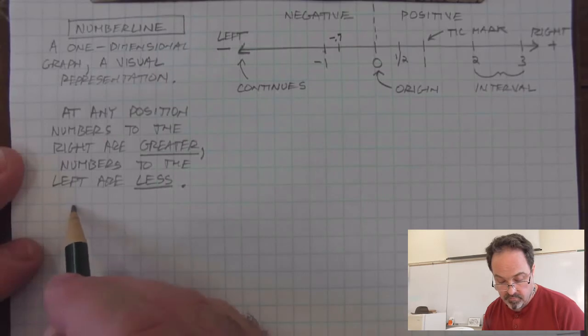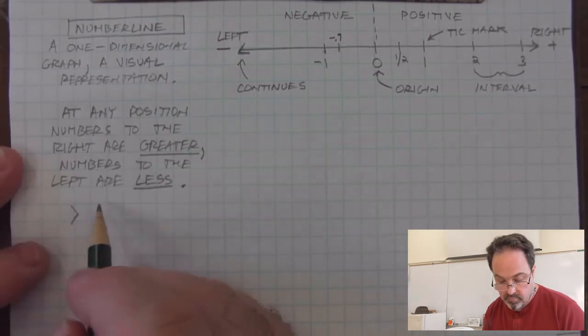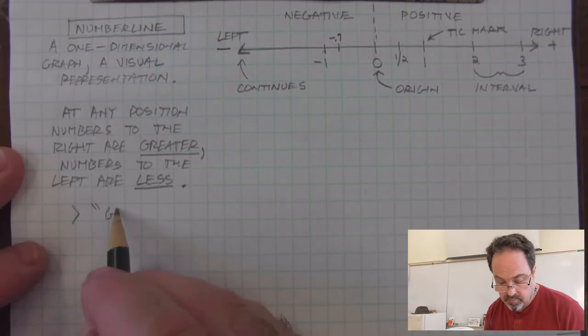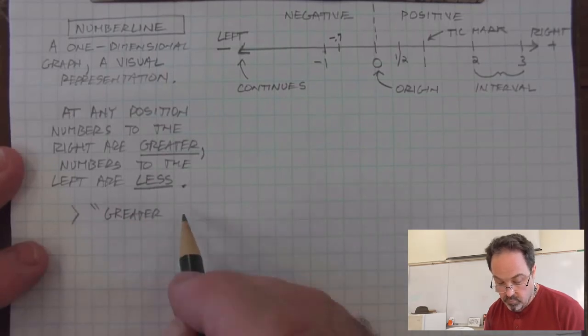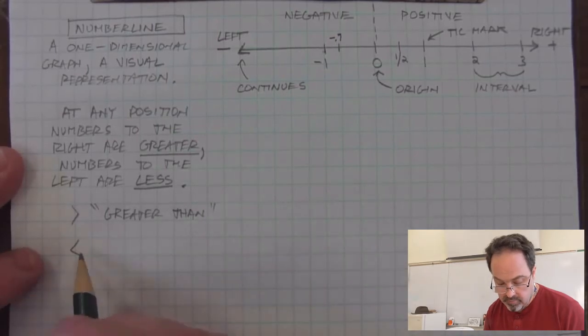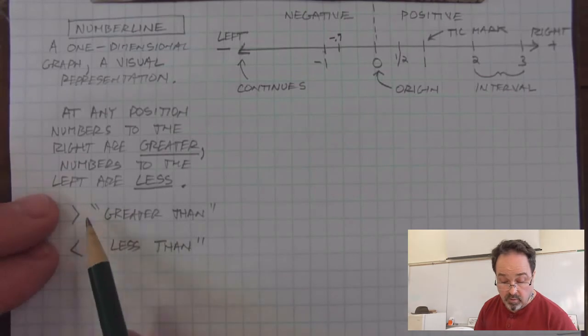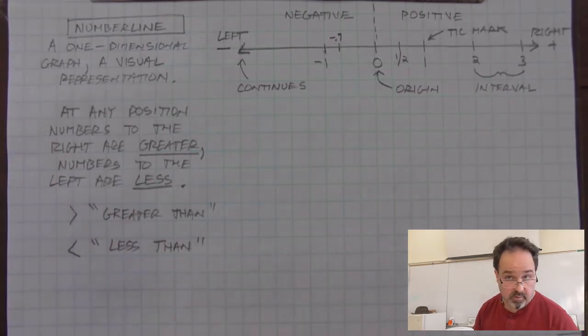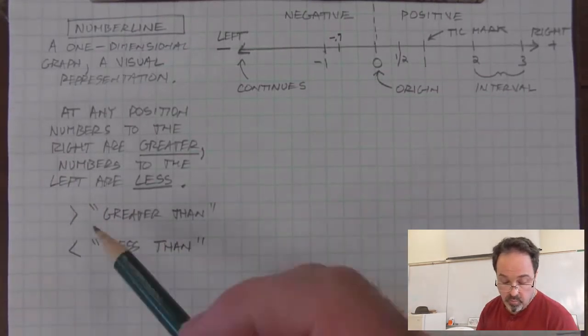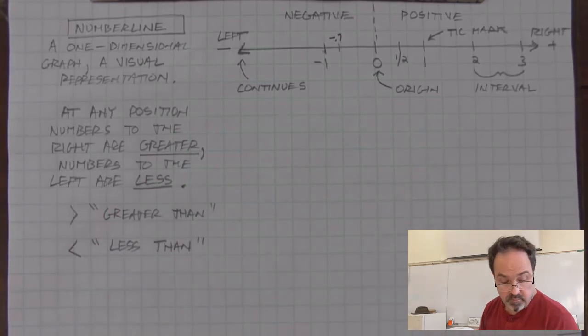And of course we have symbols to mean these concepts that we use. This symbol is the symbol greater or greater than, and the symbol for less than. These are comparison symbols. They compare left and right. We also call them inequality symbols.